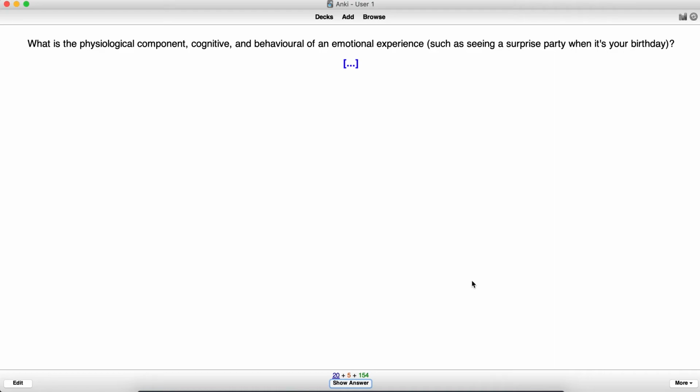What are the physiological, cognitive, and behavioral components of an emotional experience, such as seeing a surprise party?